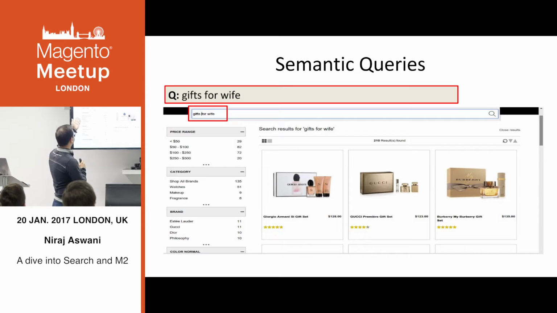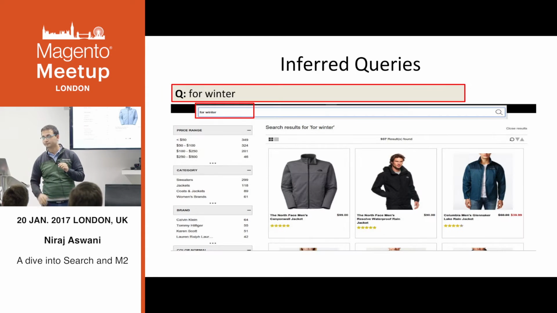Sometimes, again, this is from reviews. Somebody says that, I bought a gift and my wife liked it. Now, there is information about for whom that product was bought. If you're collecting that information, there you go. You can actually show the results for this type of queries. There is something called inferred queries.